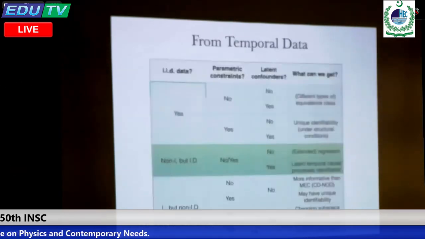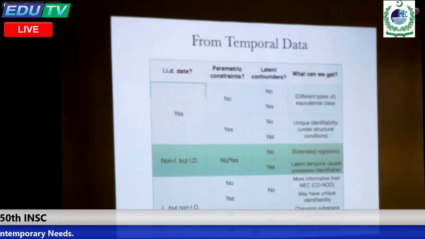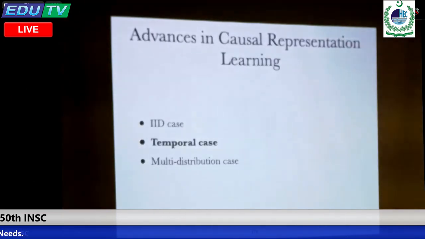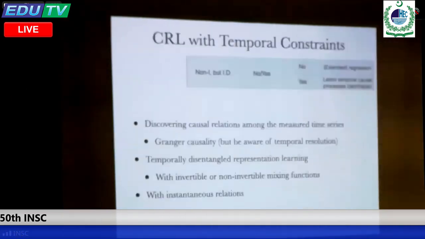Okay. Good. Now, okay, we have a couple minutes. For this part, now let's go from the IID case to the temporal case. With the time information, it's much easier. A classical way to do causal analysis is to make use of Granger causality, right? Granger says Granger causality is not necessarily true causality, but under some assumptions, Granger causality is true causality.